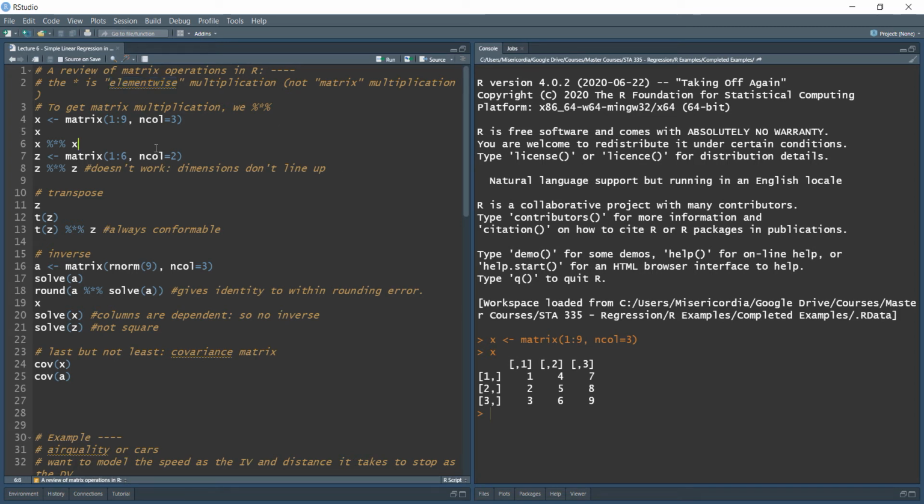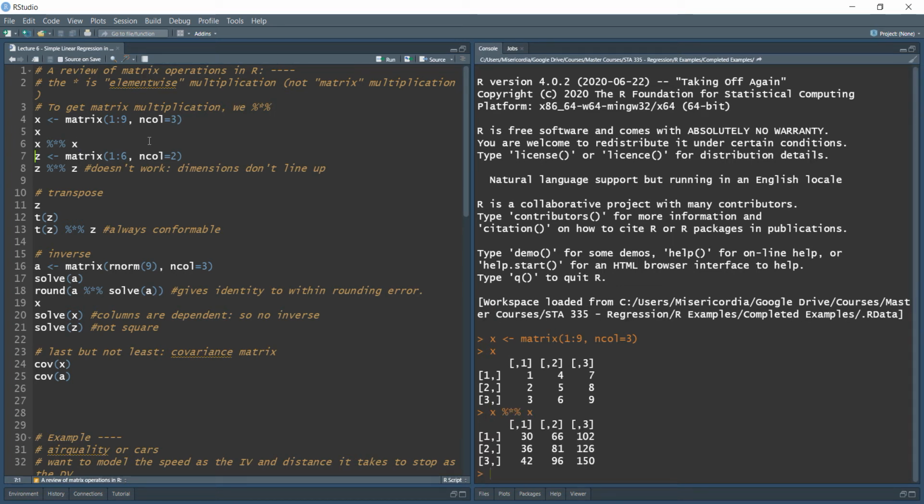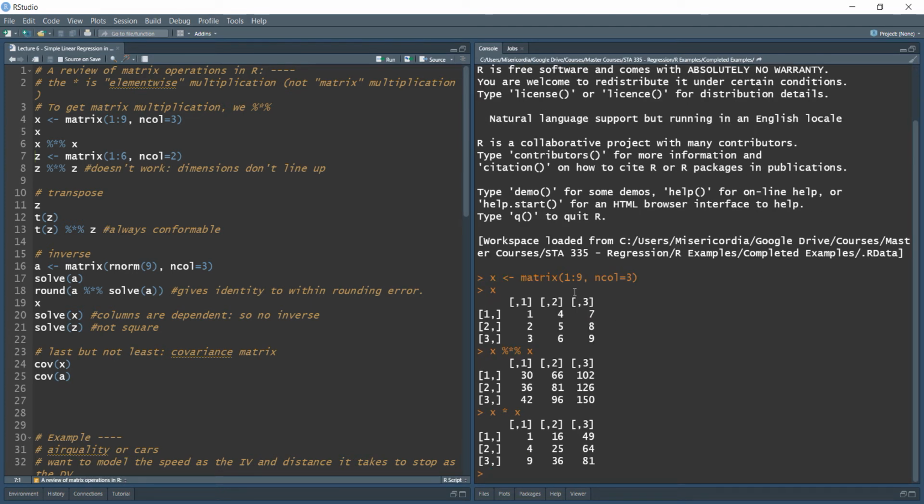but not the way in which we do multiplication in matrix form traditionally. So to do multiplication in matrix form traditionally, we use the percent sign, then the star, then the percent sign. And this tells me that I want to do multiplication in matrix form, not multiplication in scalar form. So in doing this, I see that I get a very different result doing x percent times percent sign x than x times x.